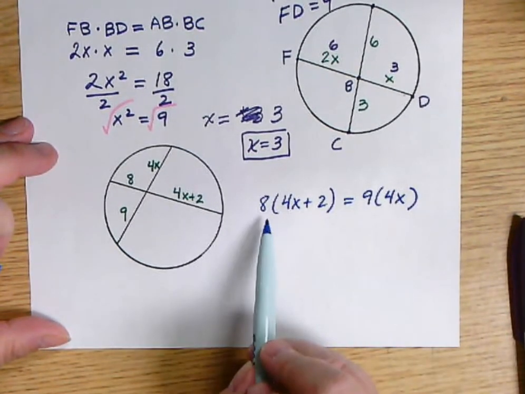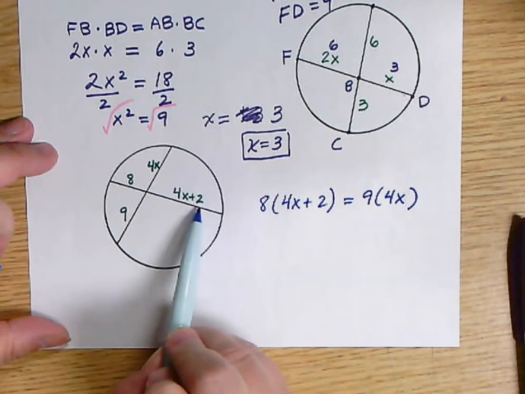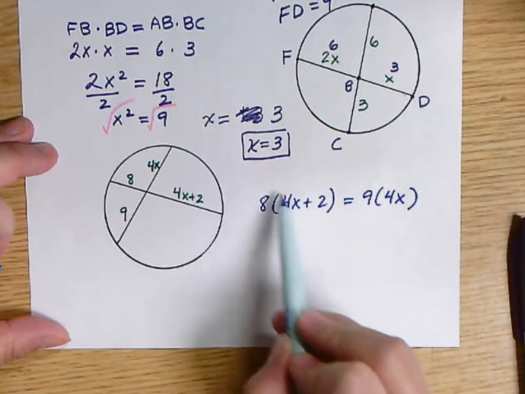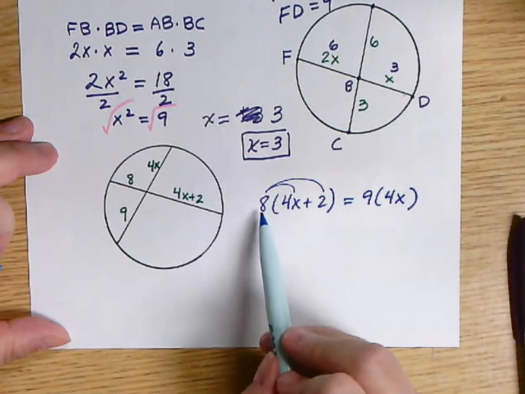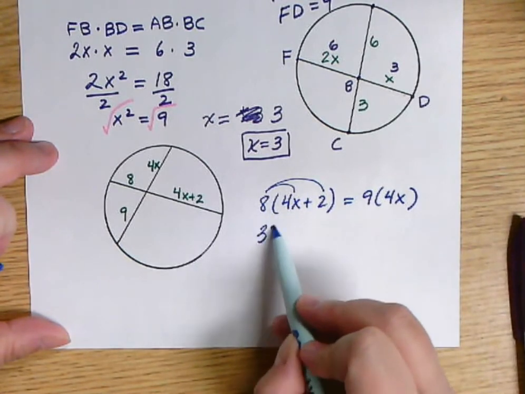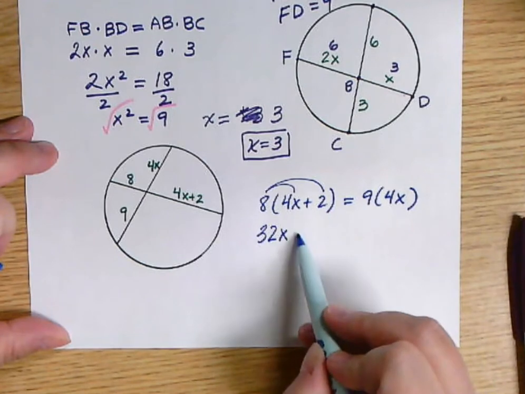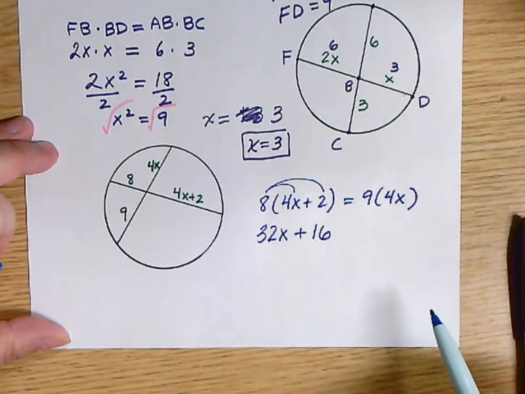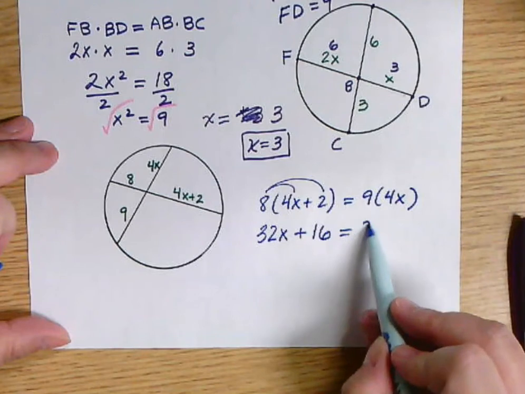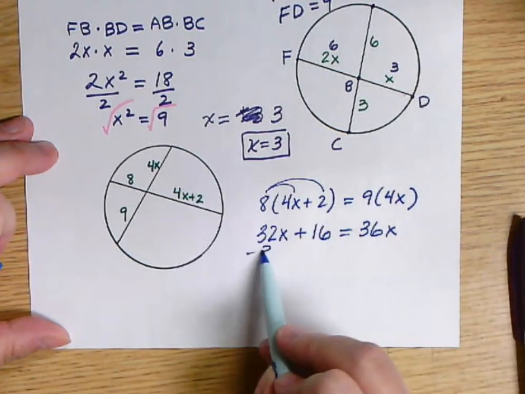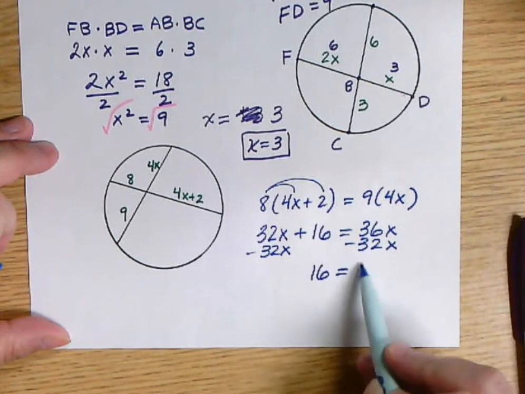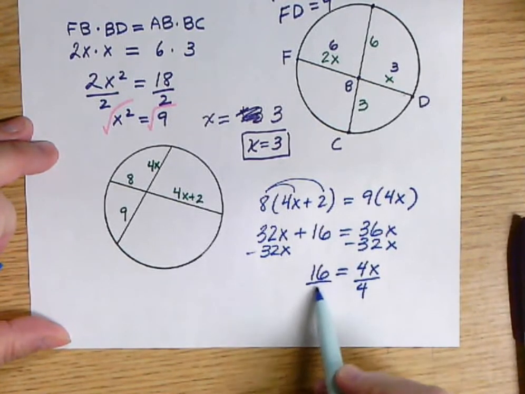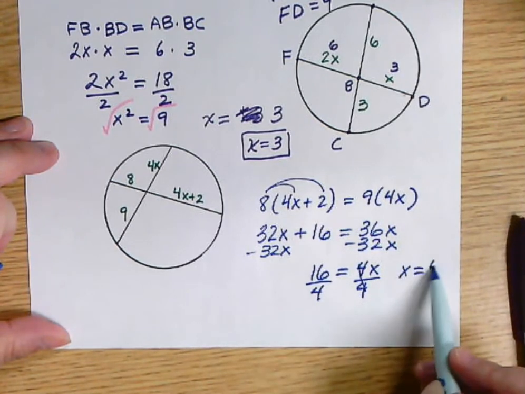The rest is the algebra, and the algebra can sometimes be a little bit more complicated. It is here. You have to remember that since there are two terms here, 4x plus 2, you have to multiply the 8 times both of them. That's distributive property. That's why I used parentheses, to remind myself of that. So 8 has to be multiplied times the 4x, and the 8 has to also be multiplied times the 2. And that's what I get. And over here I have 36x. I'm going to subtract 32x from both sides, and I get 16 equals 4x, and x equals 4.